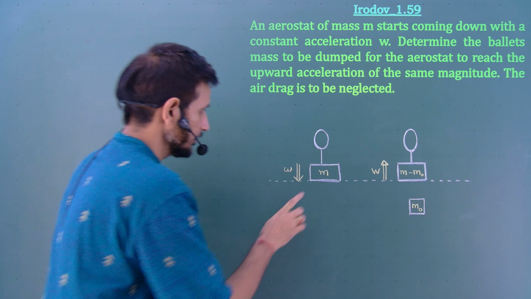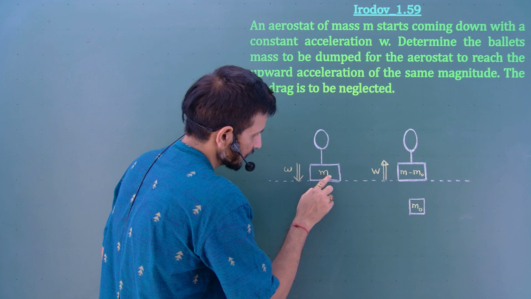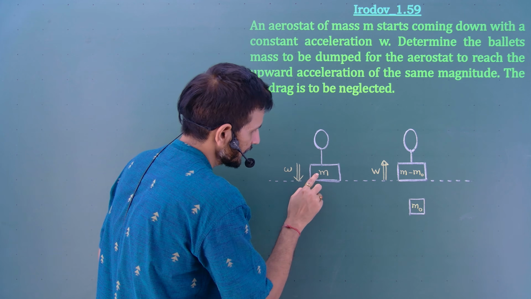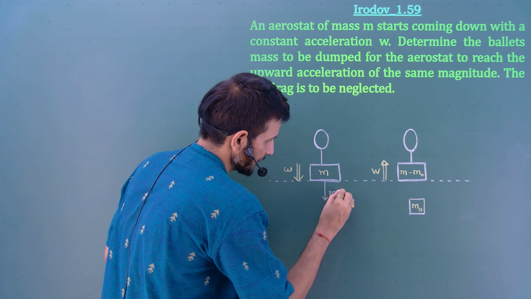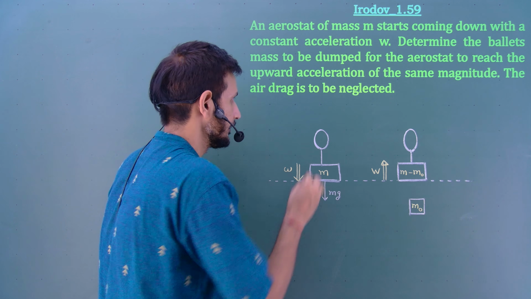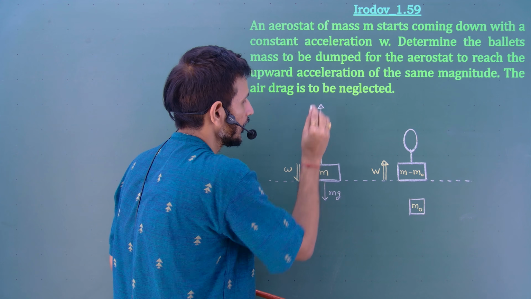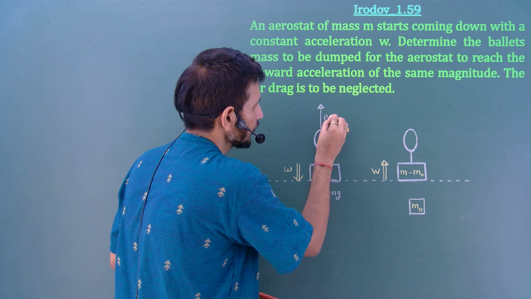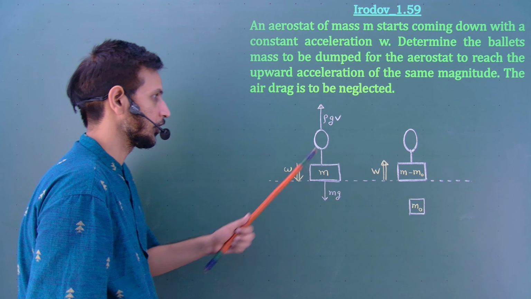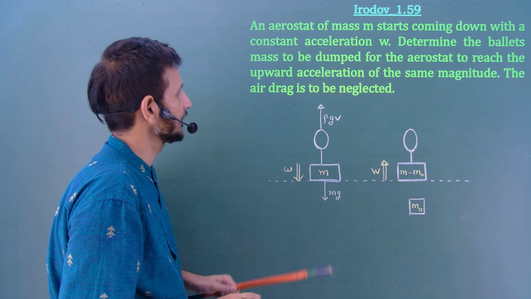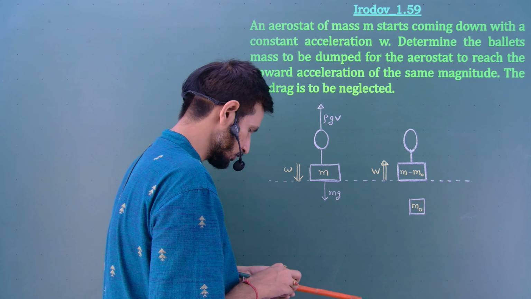So initially, what are the forces? The mass of this block with this balloon is m. So there is a downward force of gravity which is mg, and there is a buoyant force acting on the balloon, and it is equal to rho g and volume of balloon. Now I assume that the volume of the balloon remains the same, and in the question there is no air drag, so there is no force of air drag.